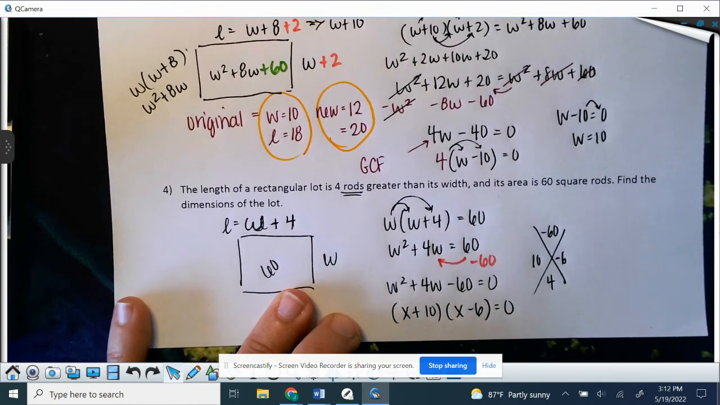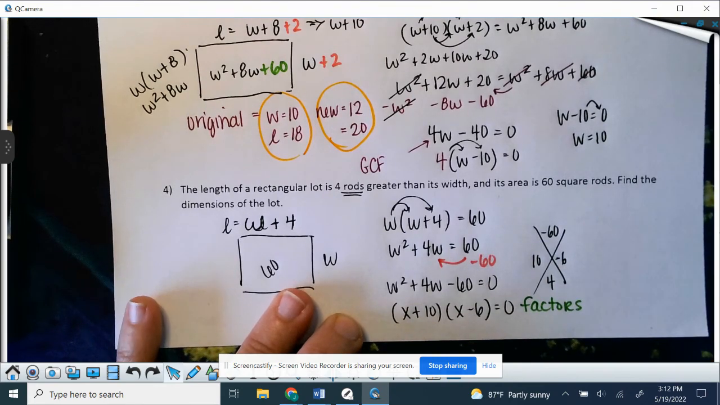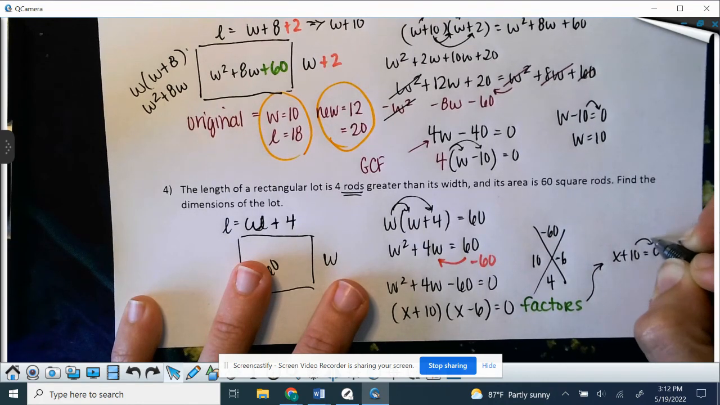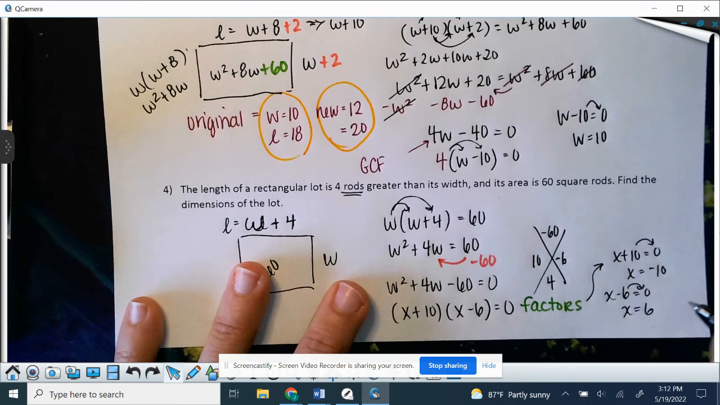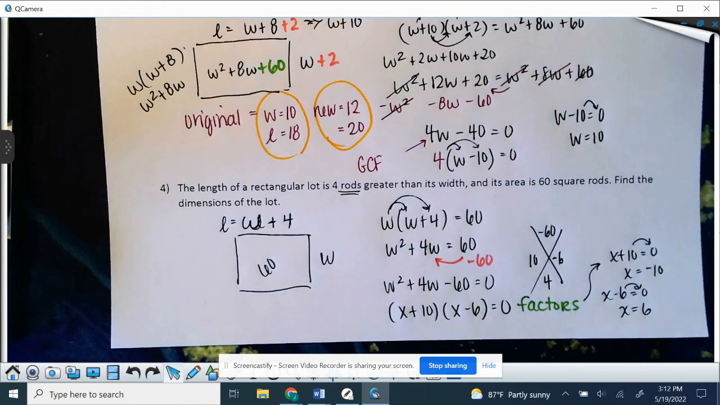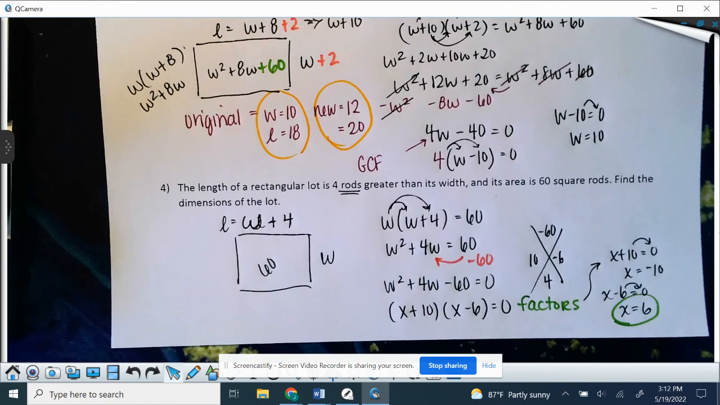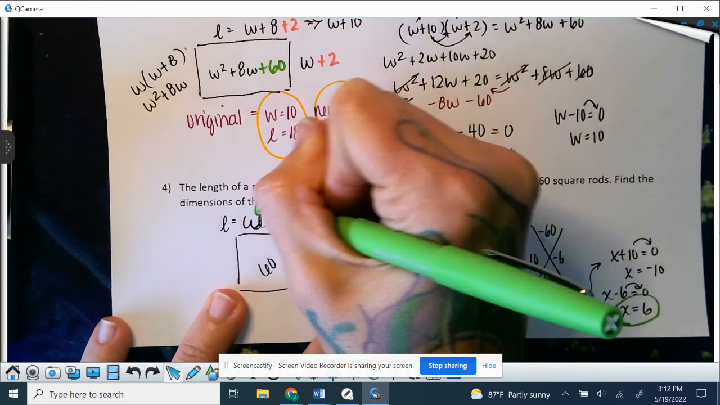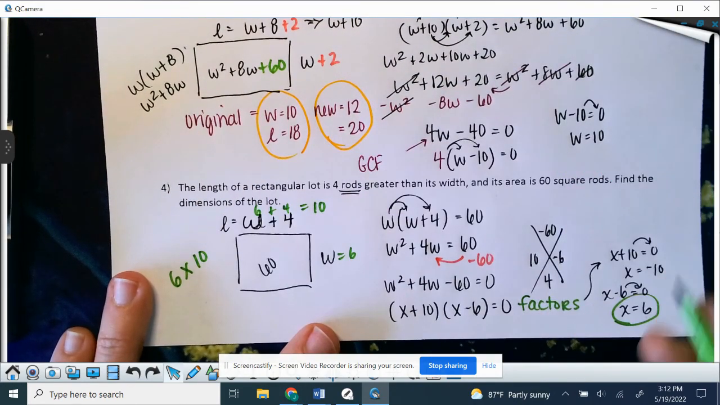Again, these are factors. When you're looking at your graph, you are finding the solutions, x-intercepts, or roots, and that's when we take our factors and do x plus 10 equals 0, move that 10, and x is going to become a negative 10. Then x minus 6 equals 0, move that 6, and x equals a positive 6. Lengths can never be negative, so you definitely want to pay attention to that x equals 6. And then from there, our width is going to be 6, and then our 6 plus 4, so our length is 10. So it's a 6 by 10 lot.